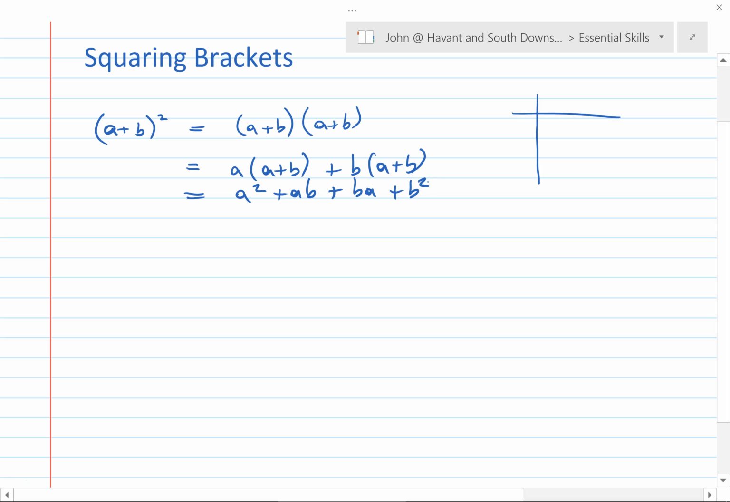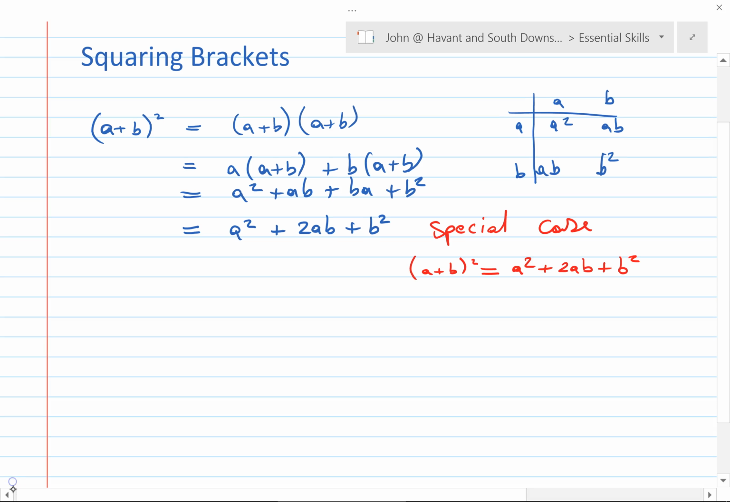Of course, it's not necessary to write all this stuff, and people have different ways of going about this, with grids or whatever. So that comes to a squared plus 2ab plus b squared. Now this is an important special case.